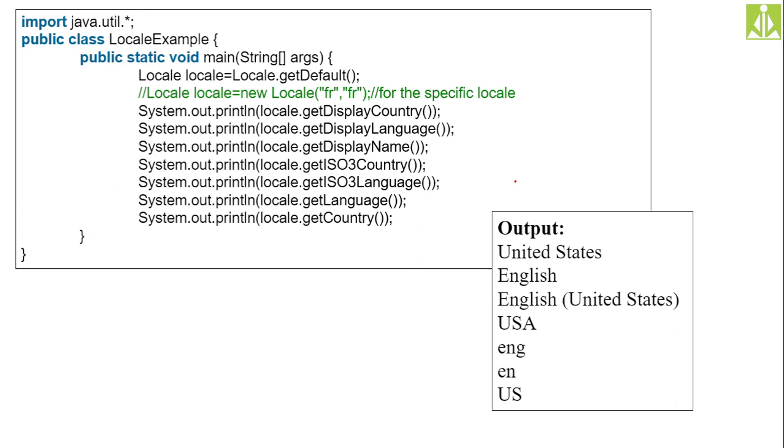Okay, and we are displaying the language that the country is using. So there are different methods we have under this Locale class. If you read the description about those methods, you will get clarity. The three-character country name and three-character language name, then getLanguage and getCountry in two characters.